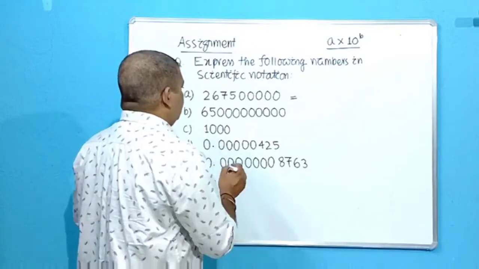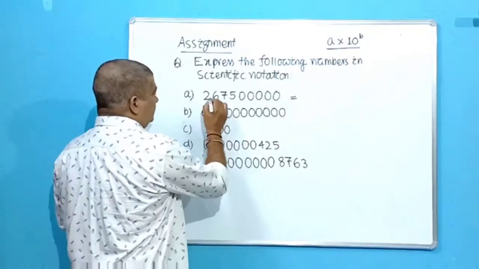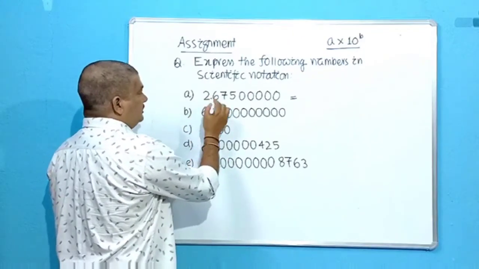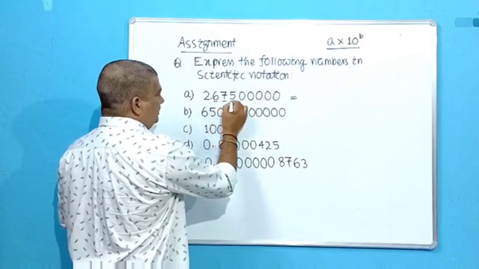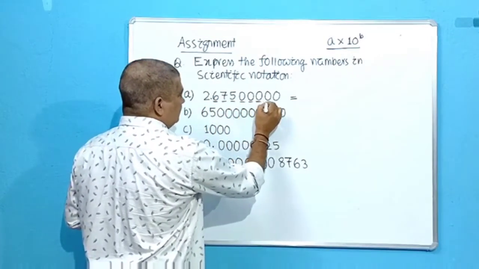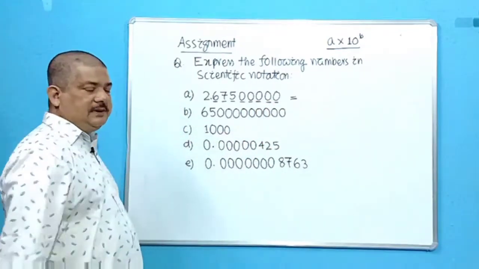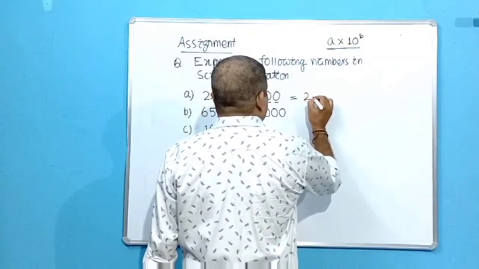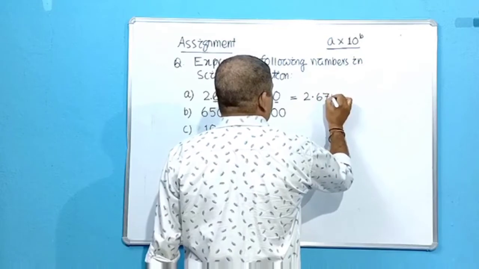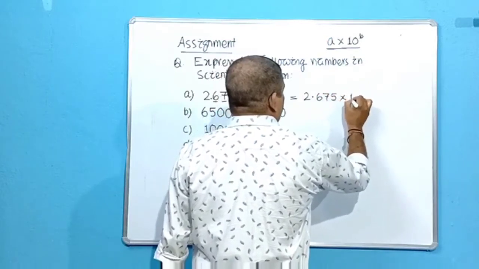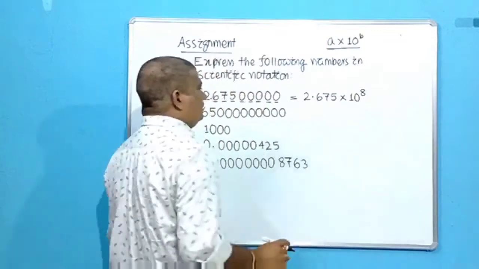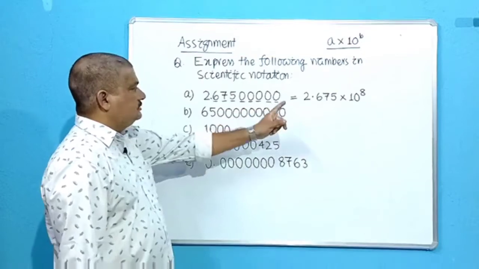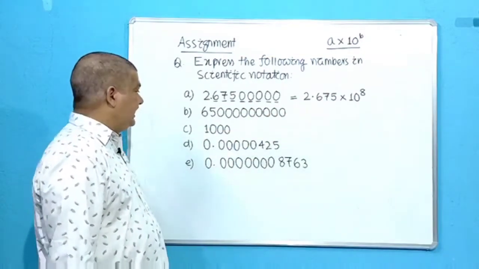Okay. So what is the formula? Now you have to just place one value before the decimal. So the decimal point will be here. How many values are we moving? 1, 2, 3, 4, 5, 6, 7, 8. So we are moving 8 values to the left. To the left means it will be positive. So 2.675 into 10 to the power 8.